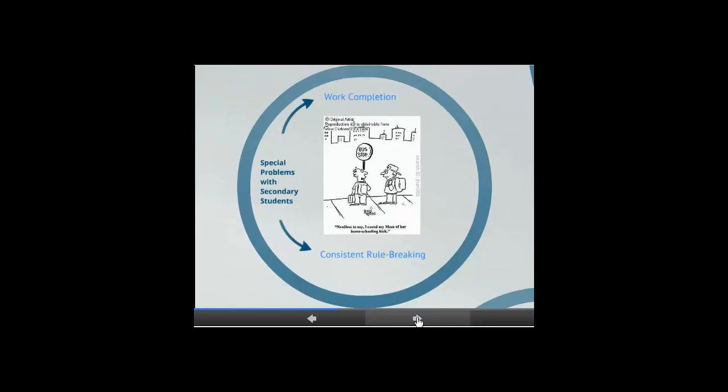Work completion is a subject that should be addressed at the beginning of the year. Establish clear guidelines and consequences for incomplete work while taking into account the students' lives outside of the classroom. For consistent rule breaking, include the development of a seating plan and catch them before they break the rules, and be consistent when applying the established consequences. Most important, build good rapport with your students.